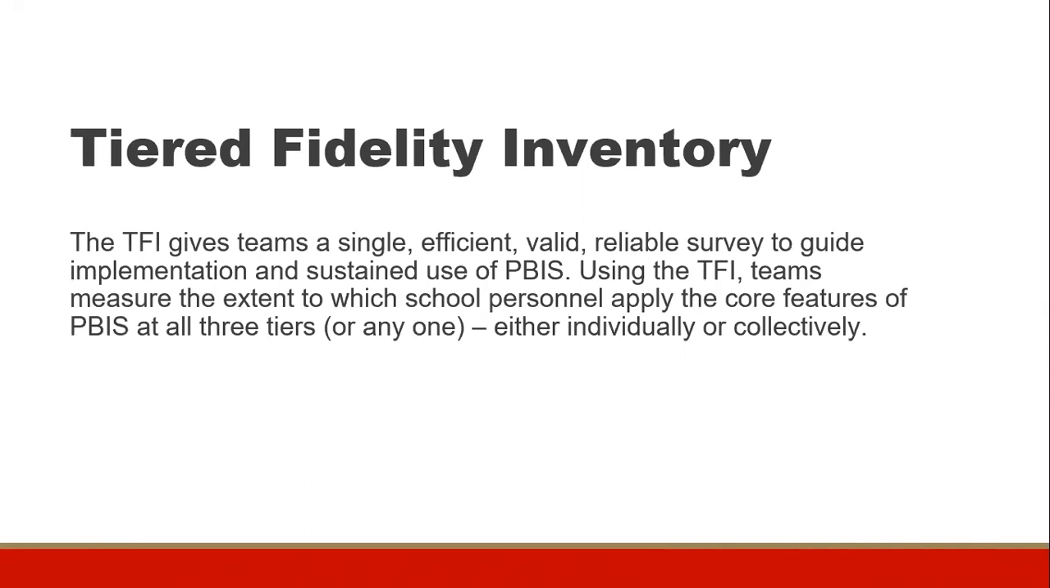But this really is looking at the adult behavior in the building, and if adults are doing what they're saying that we're doing as far as the PBIS framework is concerned. This is what your team uses. To do Tier 1, there's 15 items. Three of the questions actually revolve around a walkthrough that's done.